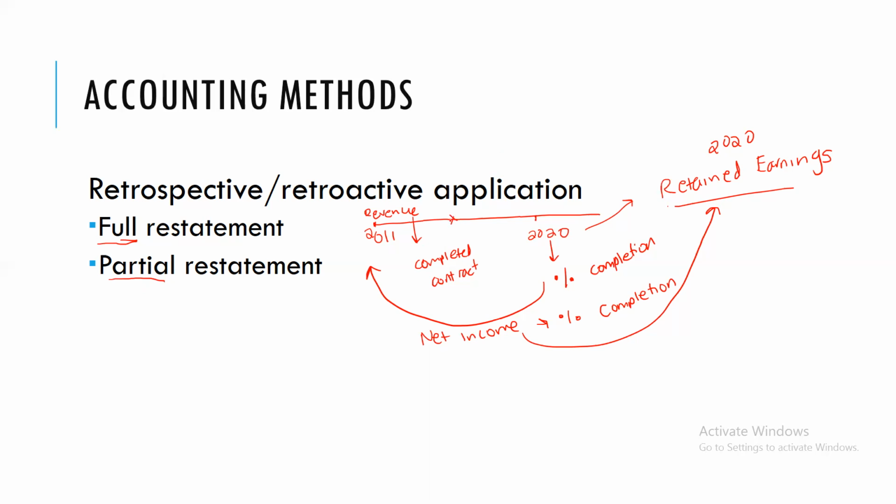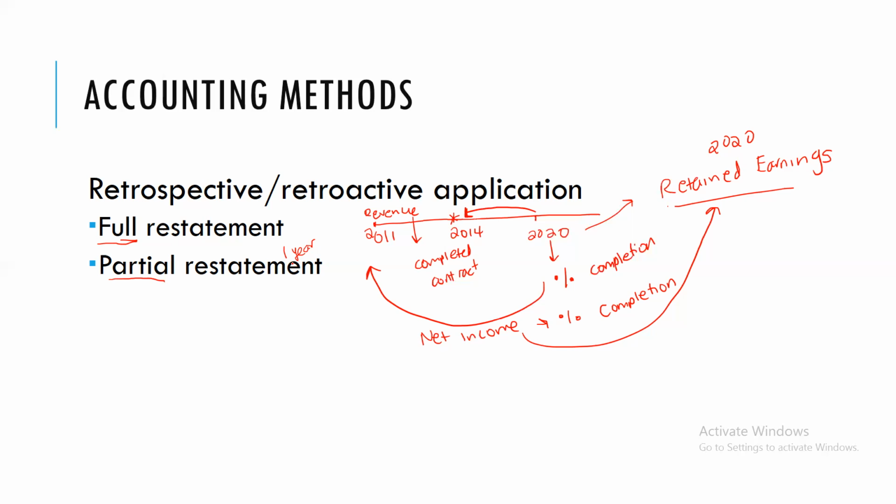Okay, so let's say that we can only go back to 2014. So we wouldn't have to go all the way back and figure out what our net income would be and what the new retained earnings should be for 2020. We're just going to go back to 2014 and do that. So partial restatement says go back as far as you can, as far as you have the data, as far as you can actually do the calculations. Partial restatement says at least go back 1 year in order to have comparative financial statements. So you would at least try to go back 1 year.